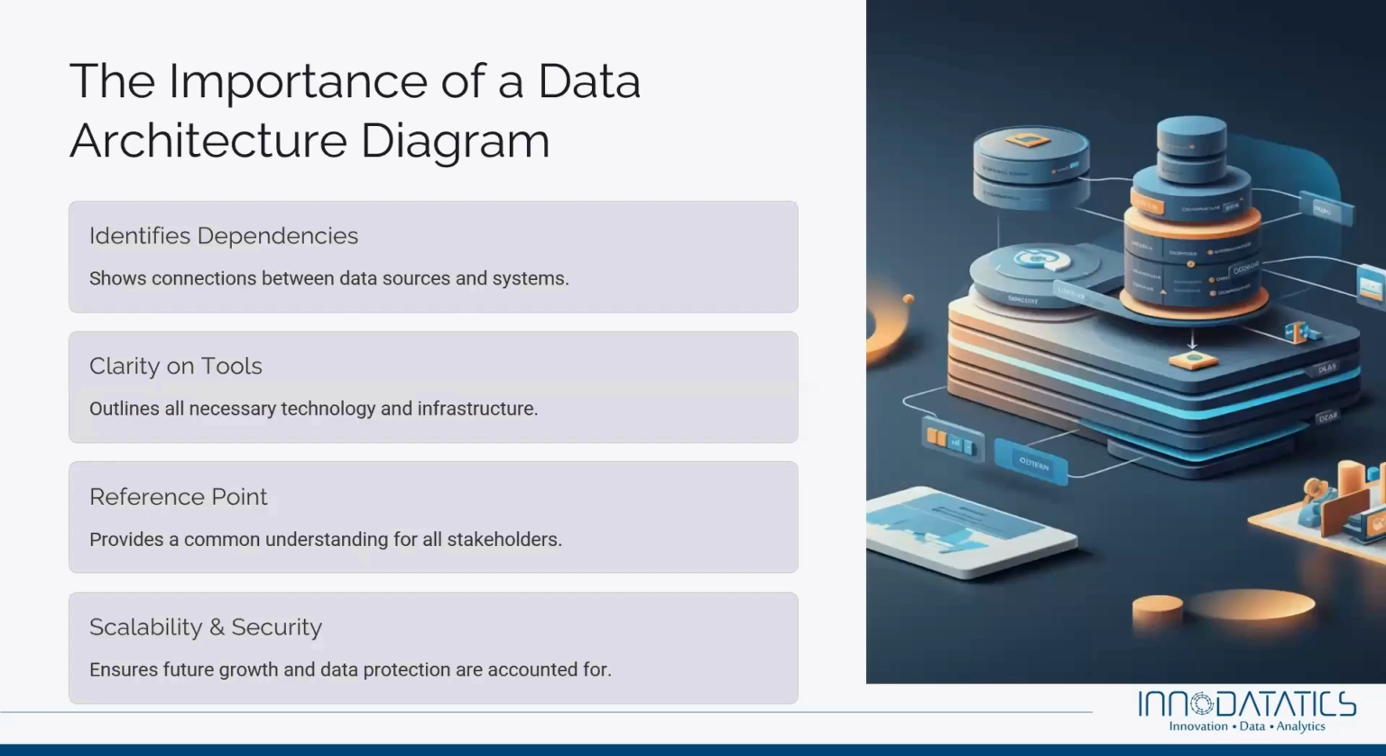So now that we have covered the different layers, let's talk about the overall importance of the architecture diagram. A well-designed diagram helps identify dependencies between layers, clarify the tools and technologies that will be used at each step, provide a clear communication tool for stakeholders, and ensure scalability and security right from the start. Without a clear architecture diagram, you risk project delays, miscommunication, or even failure to meet the business goals. The architecture diagram also acts as a reference throughout the project, helping teams stay aligned on the big picture.